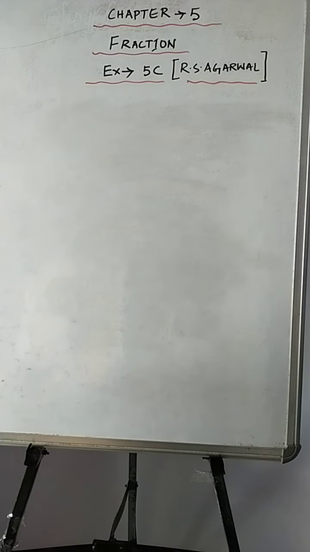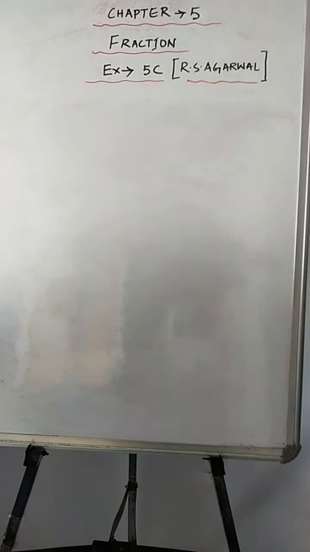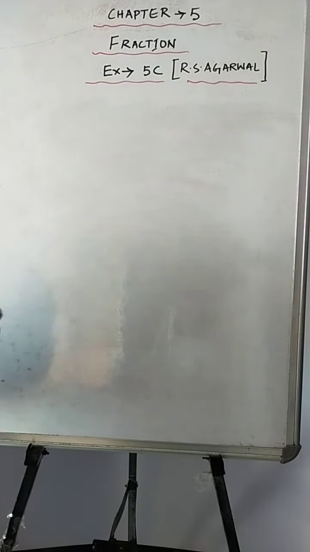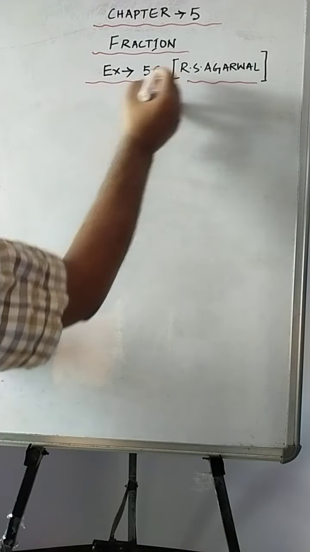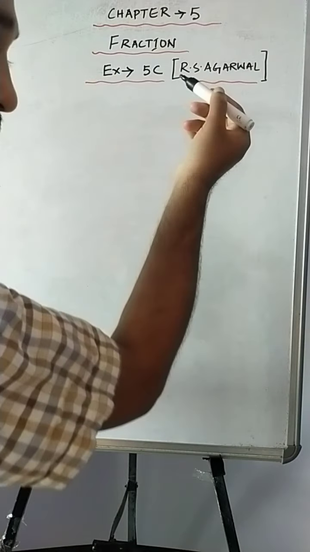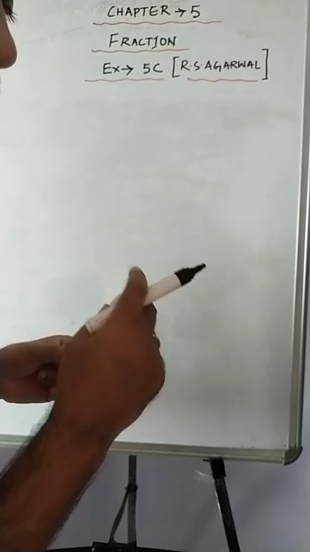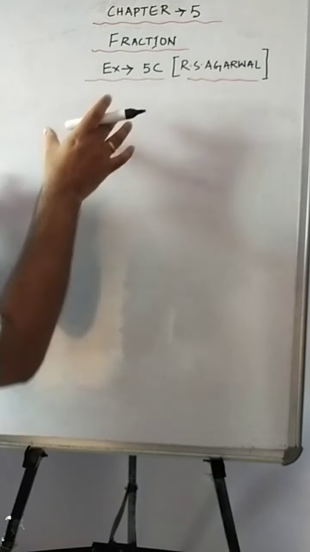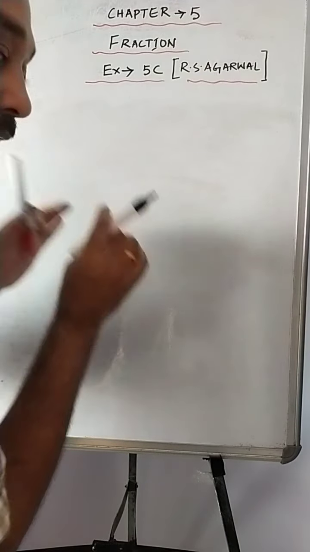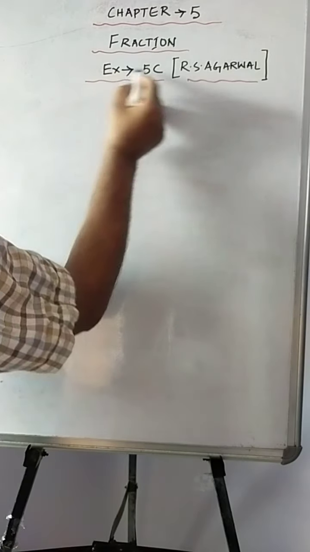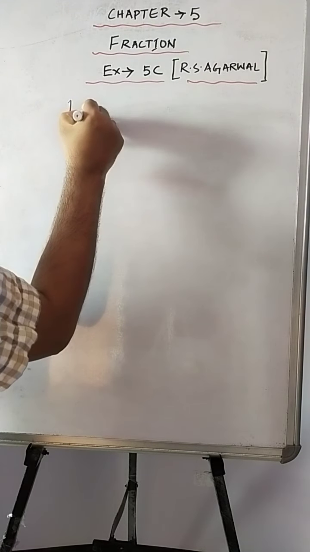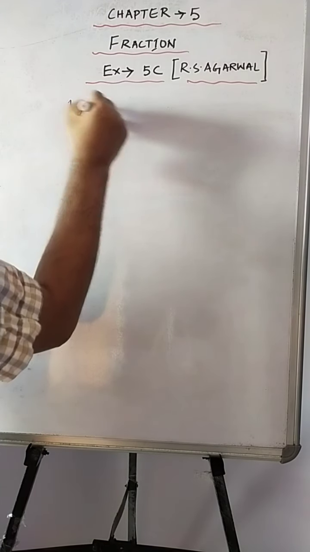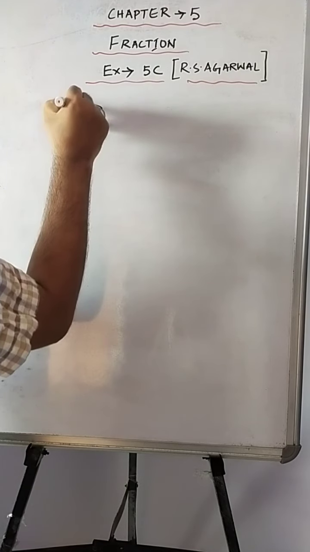My first sum is sum number 7 of question number 1. From exercise 5C, we will not do questions 5A and 5B because all the sums which I have seen, we have done in the NCERT book. So there are some specific sums I have selected for today's session from exercise 5C. The first sum is sum number 7 from question number 1.